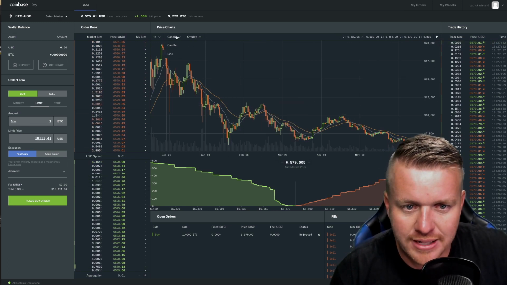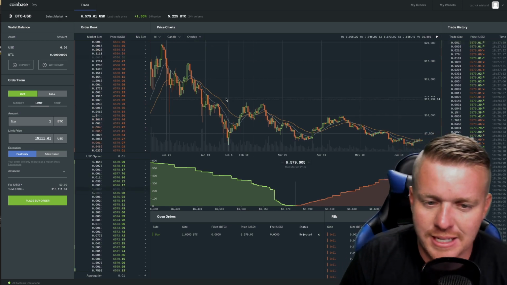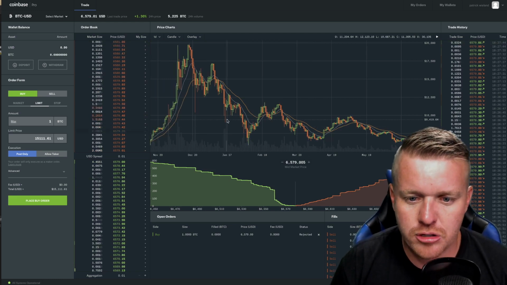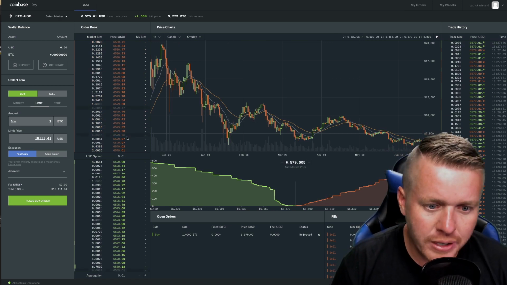You cannot draw lines. You can put the EMAs on there. I got the 12 and the 26 EMA. You can't adjust that, but at least you have the option to put the EMAs on there. So that's the one kind of big upgrade for the chart itself. Everything else is pretty similar.